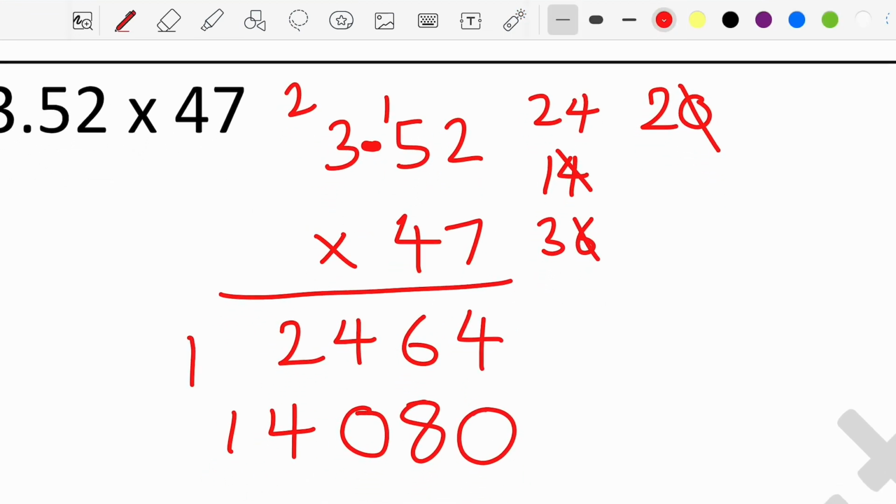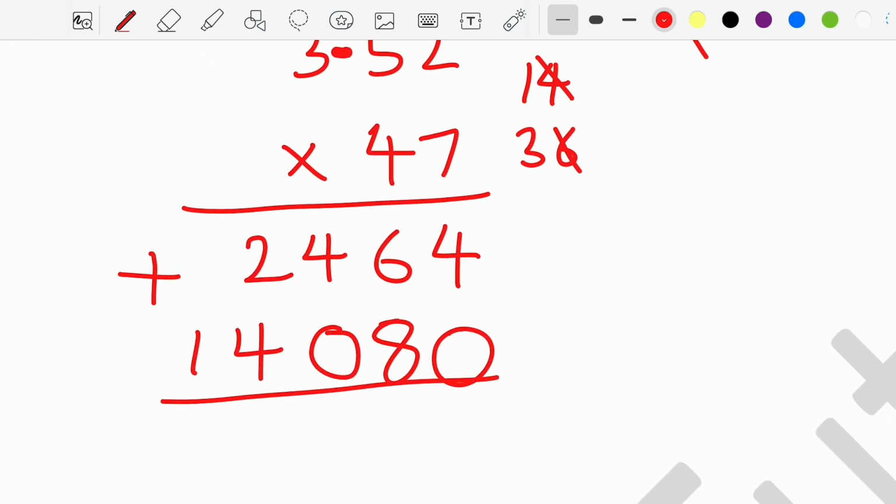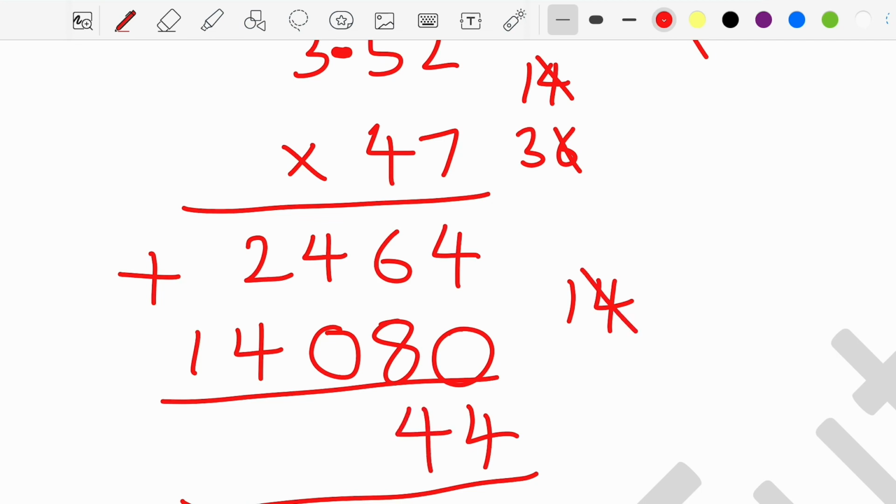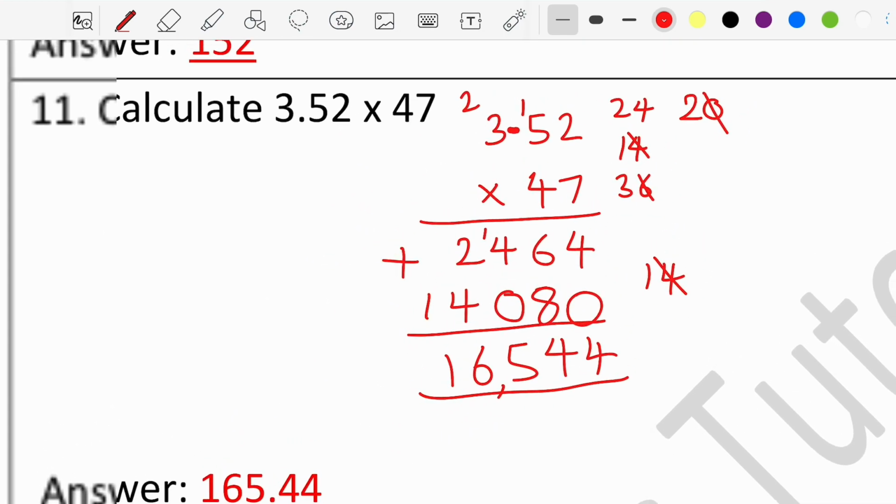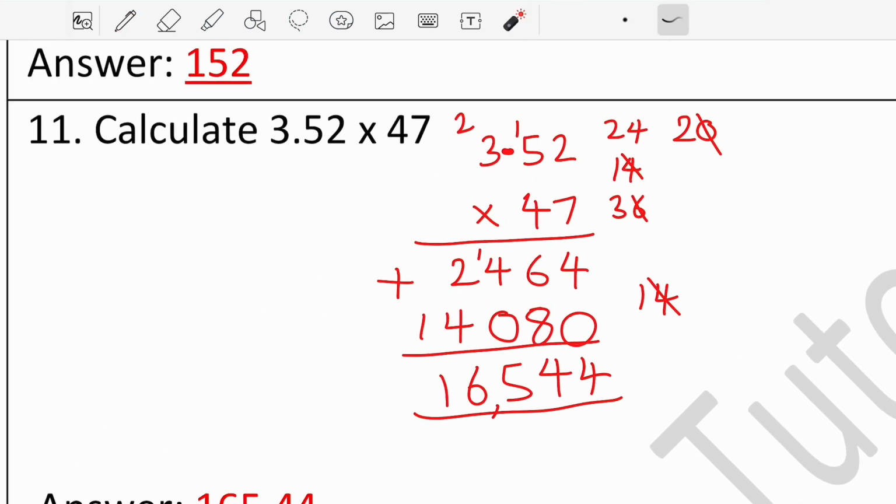So now we're going to add these together and we'll get 4. 6 plus 8 is 14. 5, 6, 1. Now we must take into account that there are 2 decimal places in this number and there aren't any in this number. So you must come from the right end and put in your decimal point 2 places.